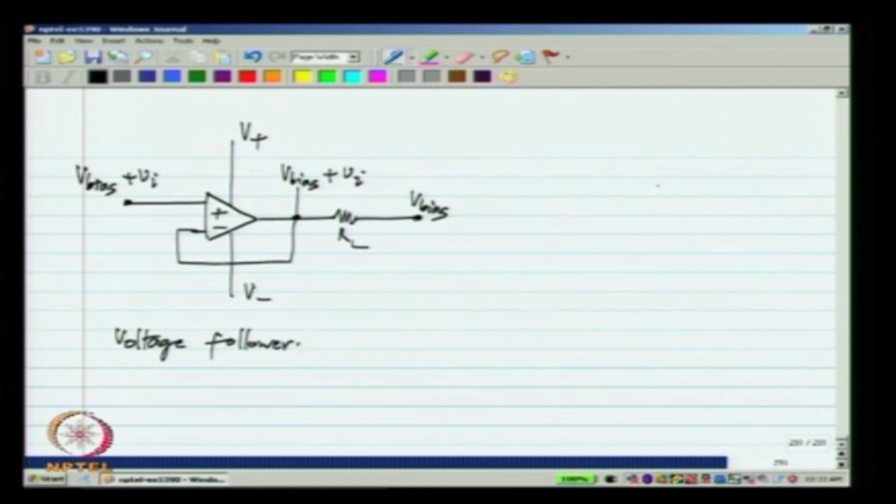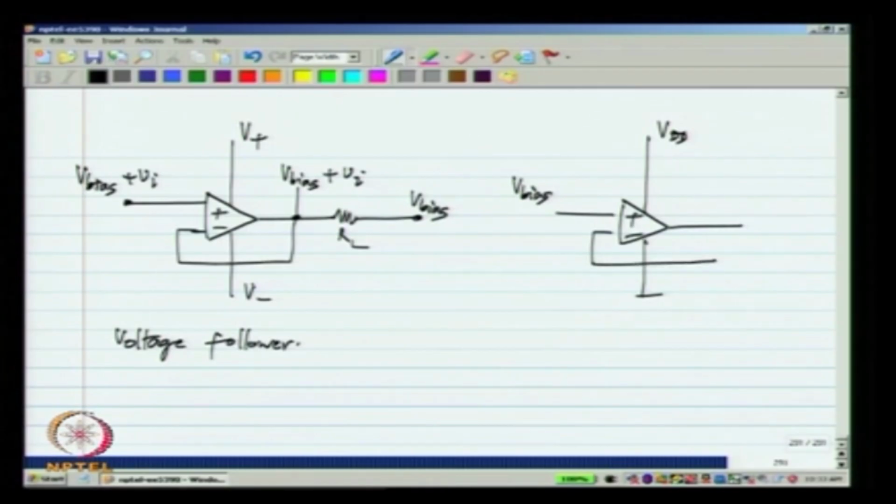Now, in case of CMOS op amps, we talk about a single supply operation, which is some VDD and 0, and we apply a bias V bias. The load is connected to the same V bias. Okay.